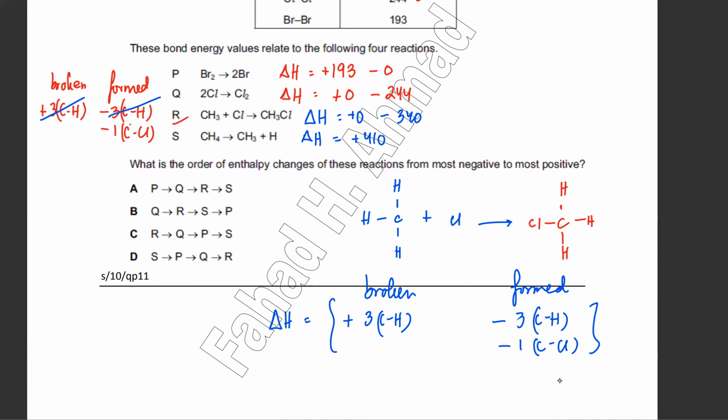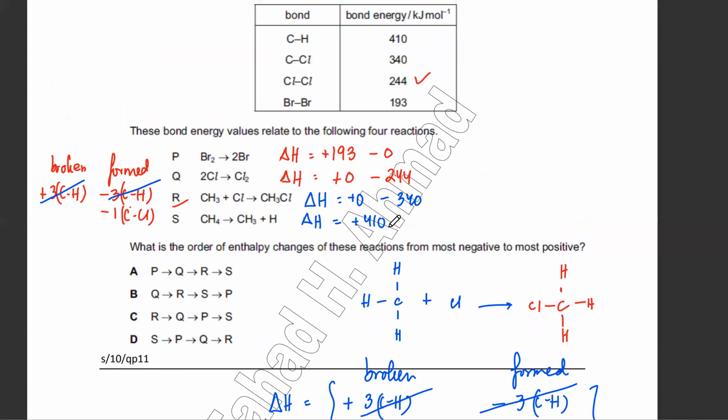What's going to happen is that the C–H would get canceled out. Even if you add them up, you're just left with minus C–Cl. Next, you just have to arrange them in the right order from the most negative. The most negative is, I think, R, so it's going to be C. And the most positive out of this is S. Just by looking at the first and the last value, you can figure out that the answer is C.